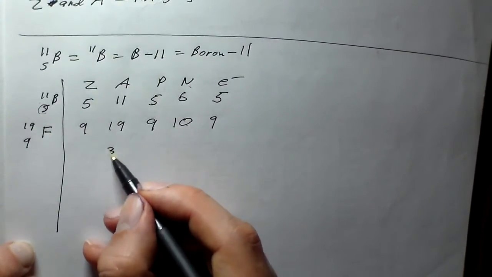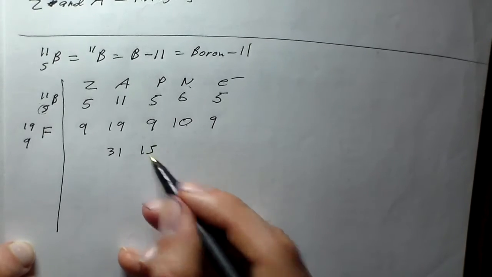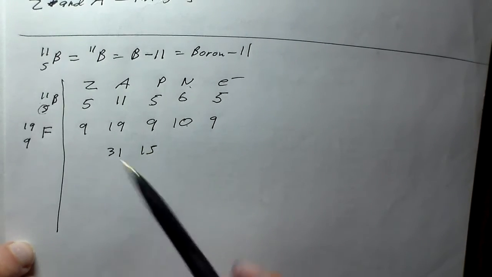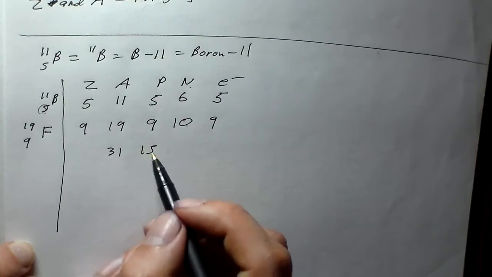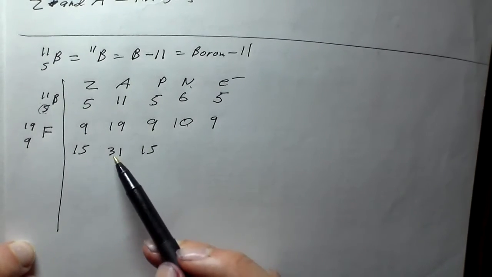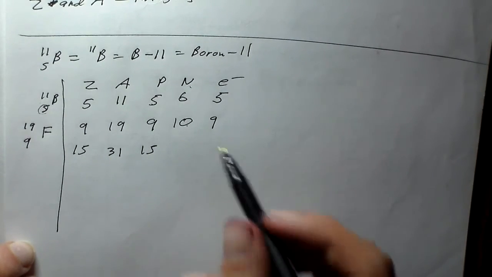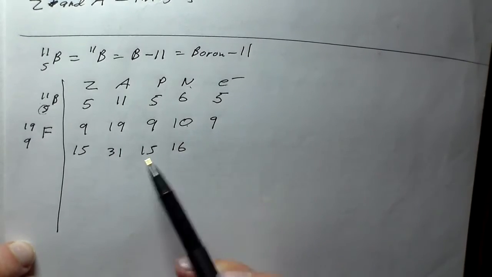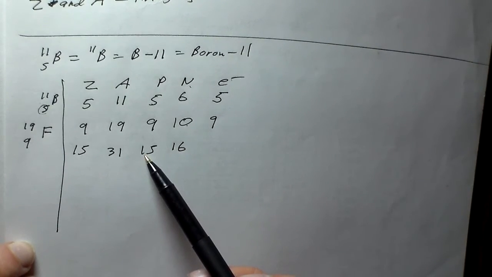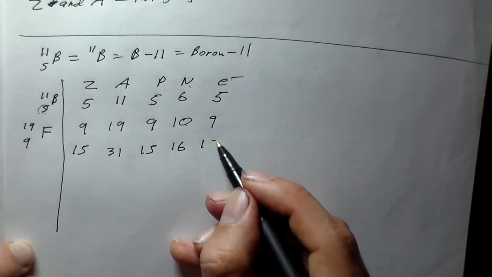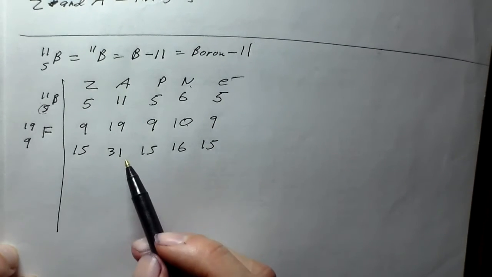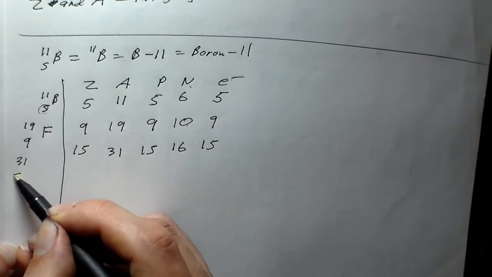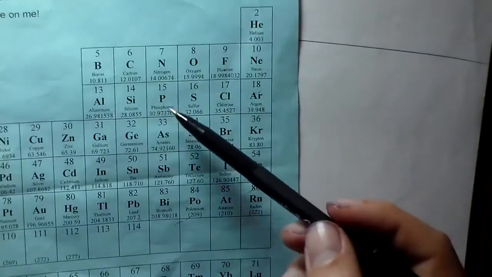Next up, let's say I have 31 and 15. Well, if I have 15, this is going to be 15 as well. My number of neutrons is going to be 31 minus 15, so that's going to be 16. And then my number of electrons, again, since this is neutral, is going to be the same as my number of protons, which is 15. So here, this is going to be 31, 15. Got a periodic table, and that's going to be phosphorus.